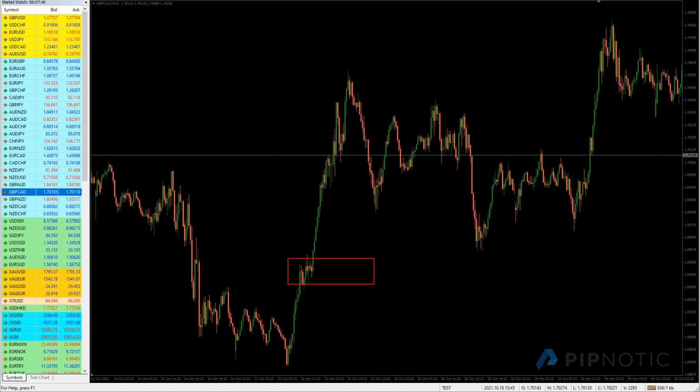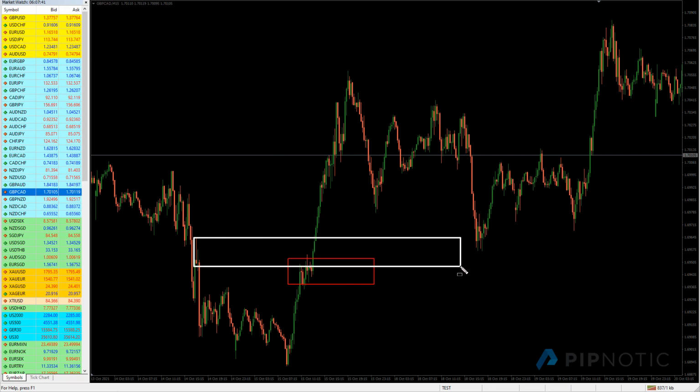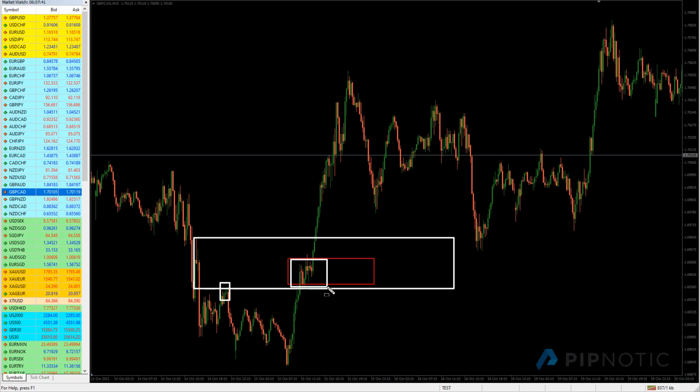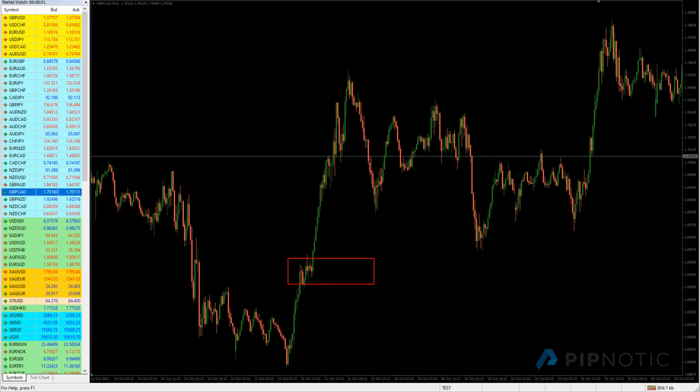Okay, and this is interesting to us because we had this. Let's box off the whole area just to make this valid. It was tested, and now the price moved and traded above that area from this area here. So this is the area that we would look to trade at.